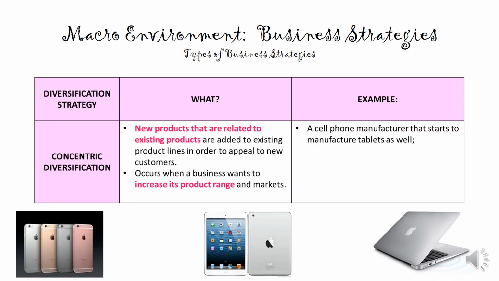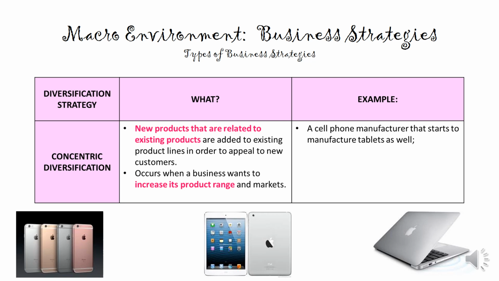The first of the diversification strategies is called concentric diversification. Right, this is when new products that are related to our existing products are added to our existing product line in order to maybe attract new customers. All right. So this is basically when a business increases its product range and markets.